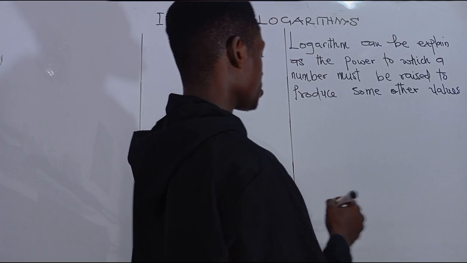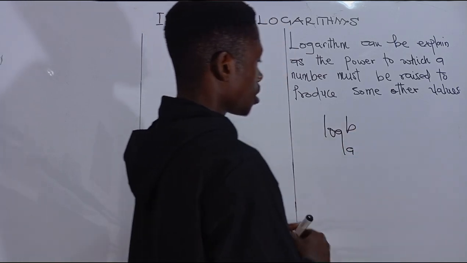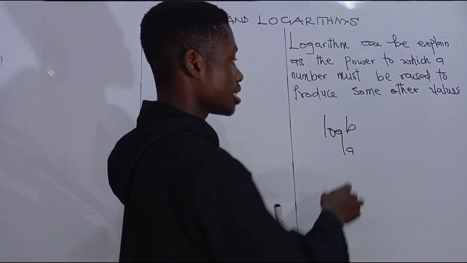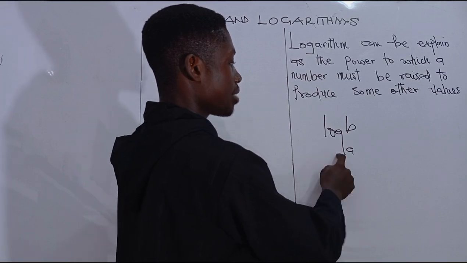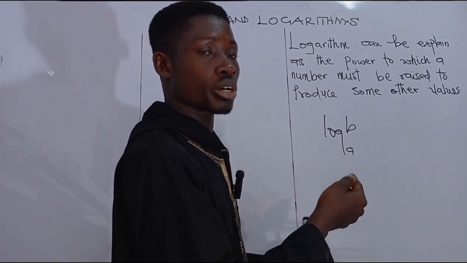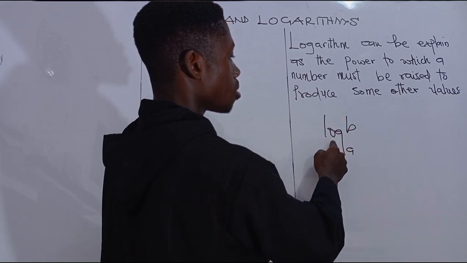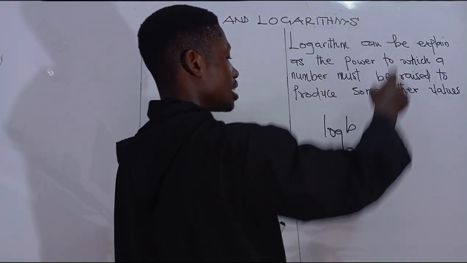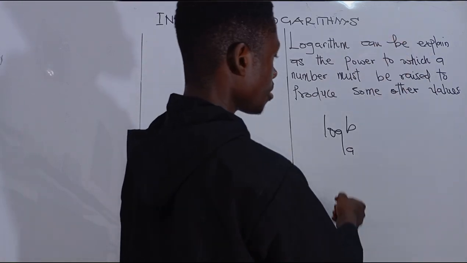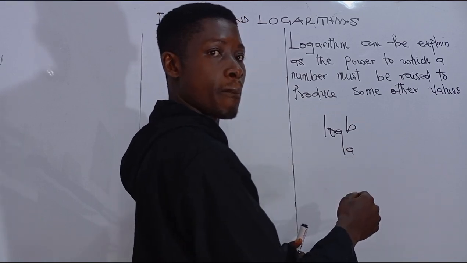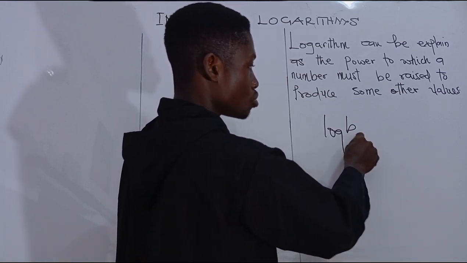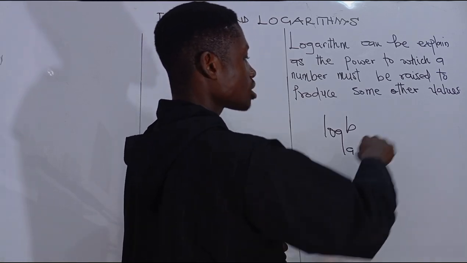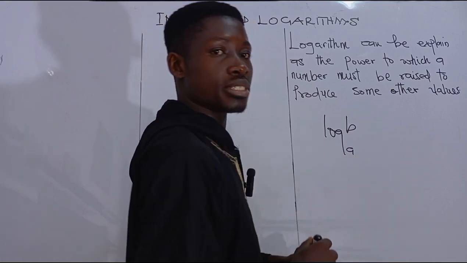So when you have log of b to the base of a, the a becomes the base, b becomes the number, and the logarithm is shortened and written as log. So this is read as log of b to the base of a. Now from the definition, this can be explained as to what power must a be raised to produce b. In other words, a raised to what power will give us b.